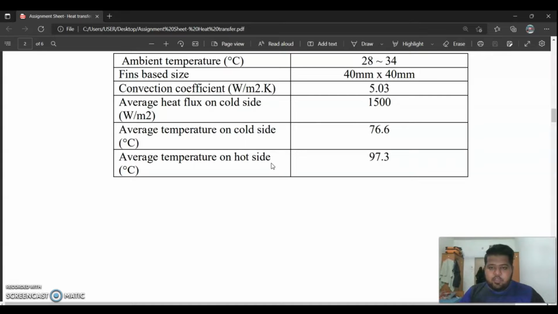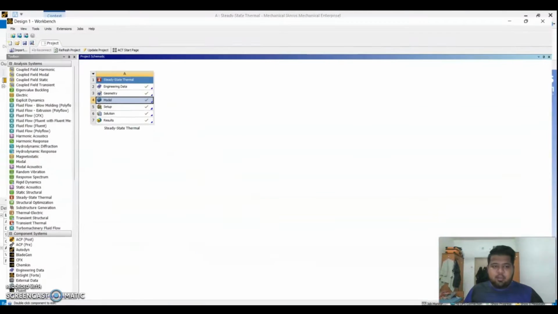The convection coefficient is 5.03. The average heat flux on the cold side is 1500. The average temperature on the cold side is 76.6. The average temperature on the hot side is 97.3. Okay, before that, let me show you.